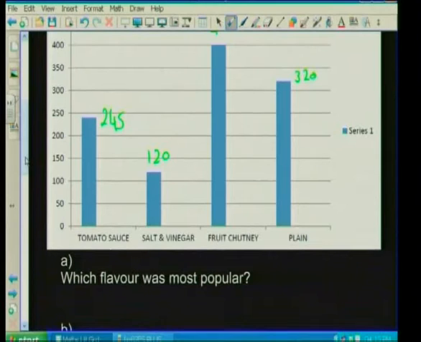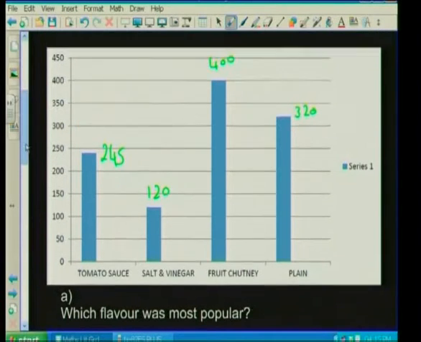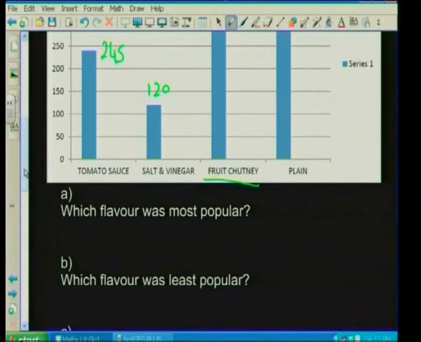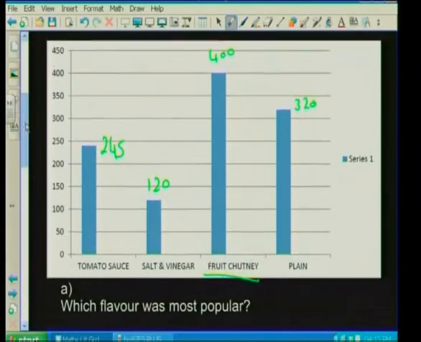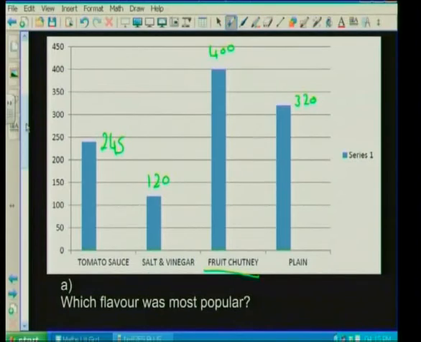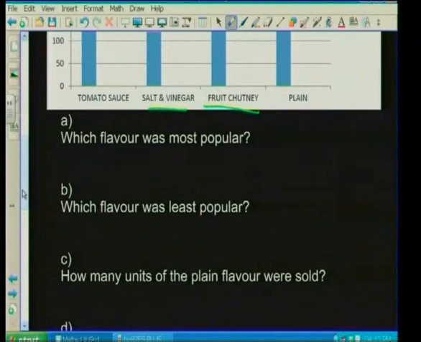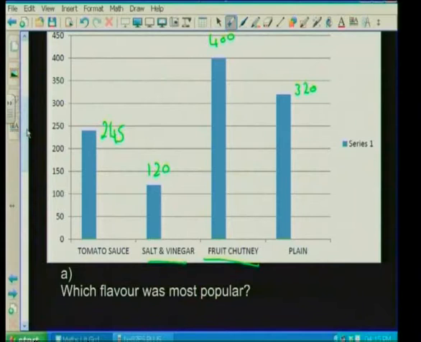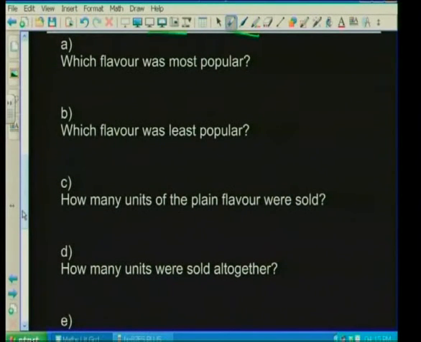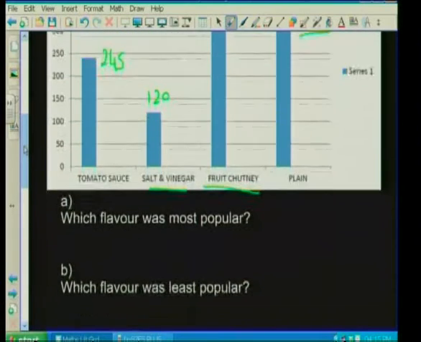First question. Which flavor was most popular? Well, looking at that, guys, this is not even difficult. Obviously, it's our fruit and chutney. The next question, which flavor was least popular? Again, guys, this is such an insult to our intelligence. You can see it straight away. Salt and vinegar was the least. Now, how many units of the plain flavor were sold? We've done that, haven't we? 320.